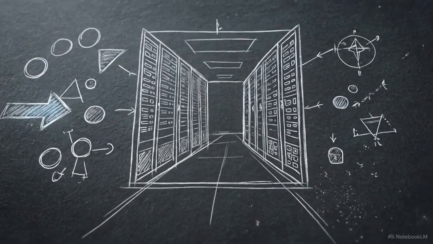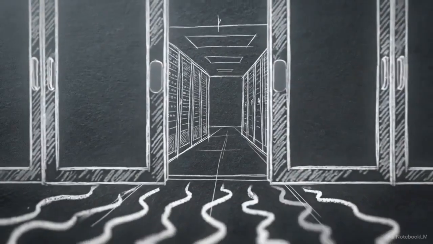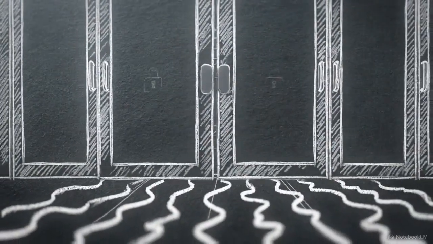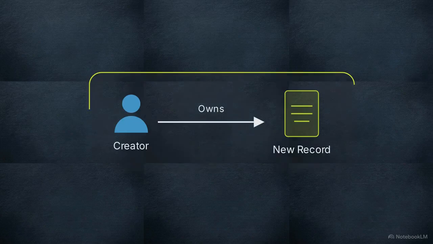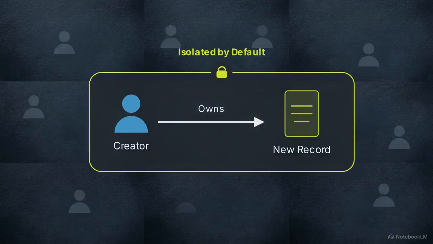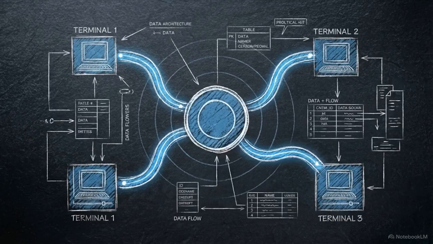Enterprise data architecture faces a persistent tension, keeping system records secure while ensuring they remain accessible to the people who need them. In a properly configured Salesforce environment, the baseline is restricted. When a user creates a new record, they own it, and by default, it remains isolated from the rest of the organization. Solving this requirement requires a systematic method of granting record visibility without compromising the system's structural integrity.